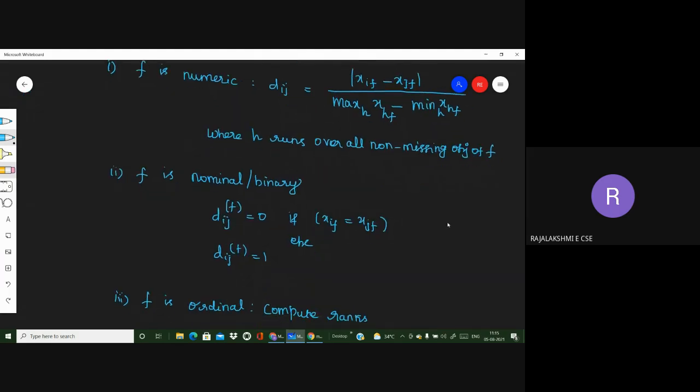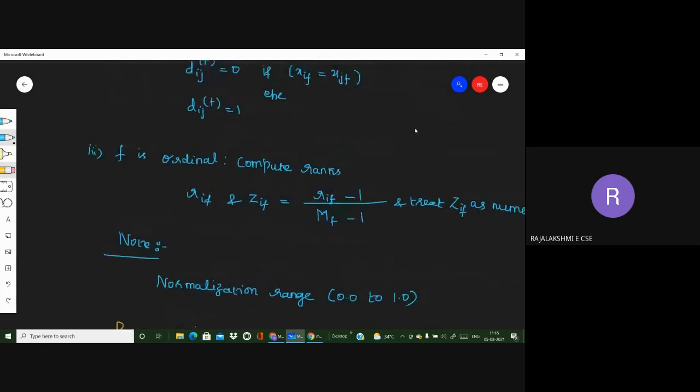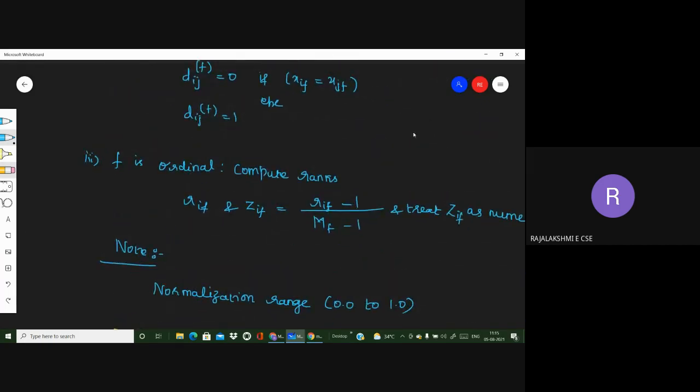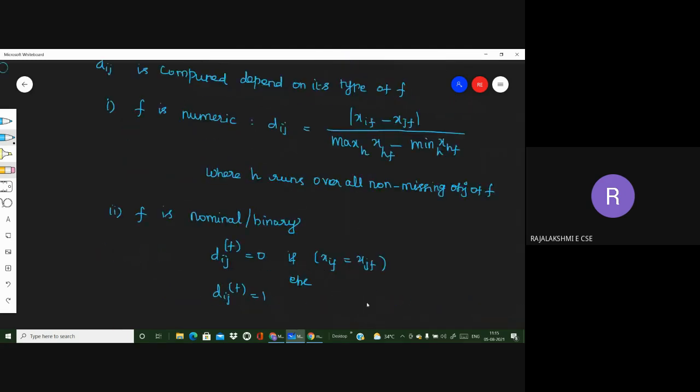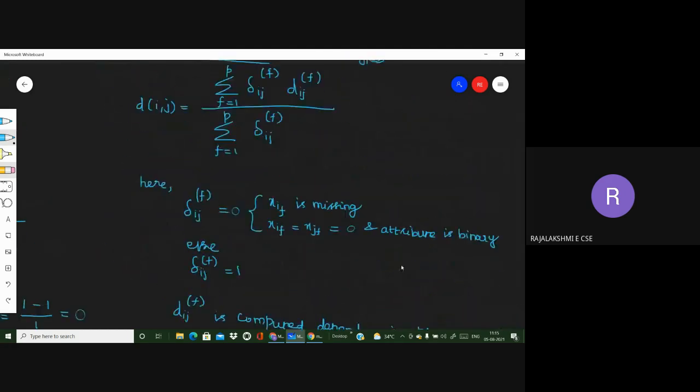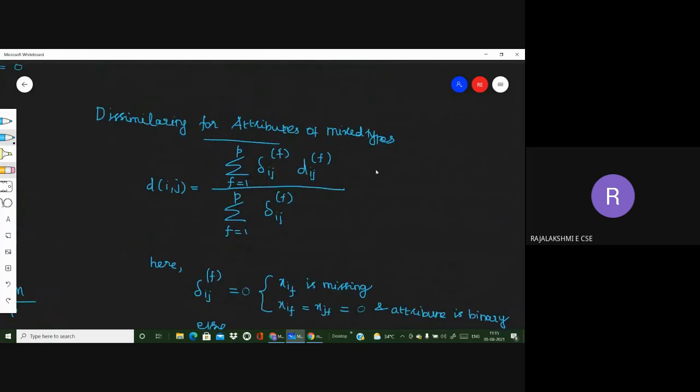And if it is nominal or binary, the value will be equal to 0 when they both are equal, and equal to 1 when they are different. And if it is an ordinal variable, then I have to convert that ordinal value into some rank. The rank can be computed by using this formula. Just note down the formula, that's enough. But when I'm explaining the problem, I'll explain what this r, M, f, i and all are. Tomorrow we'll see the problem on dissimilarity for attributes of mixed type.